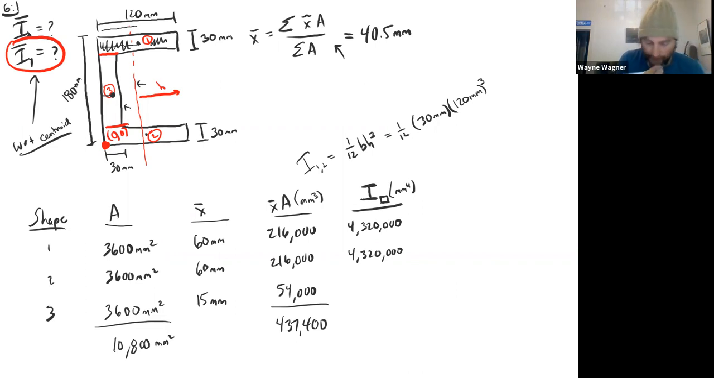Okay, now for this particular shape right here, for number 3, it's going to be 1/12 of this base, which is 120, times this height, which is 30.